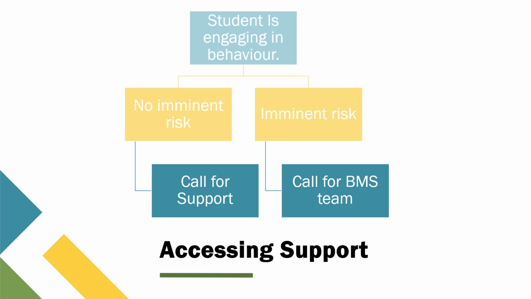In this final section of the module, we will discuss how you as a staff member can access support from the school team should a student engage in unsafe behavior. There are two different scenarios that will be reviewed. The first being when a student engages in unsafe behavior and there is no imminent risk to self or others. And the second being when a student engages in unsafe behavior and there is imminent risk to self or others.